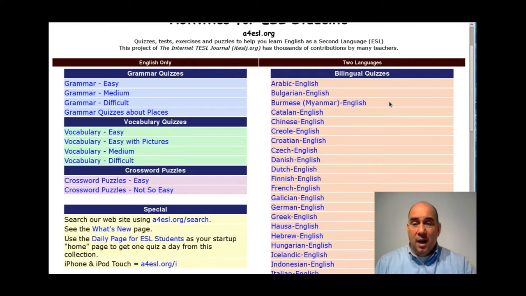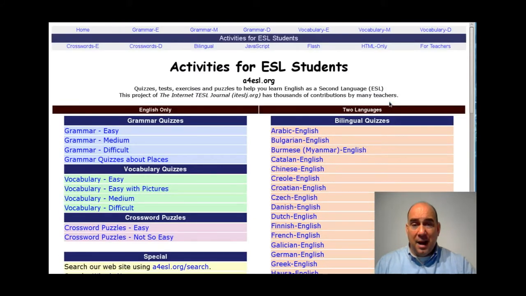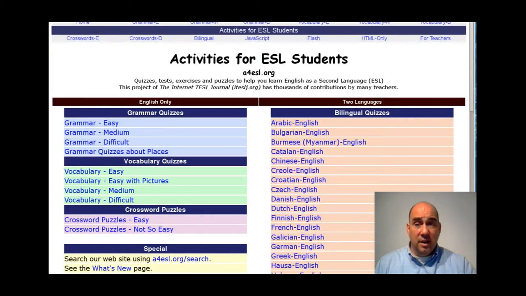Okay, here are a bunch of their quizzes. I'm just looking at the quizzes page, right? But I can do a search for so many different things. Grammar from A to Z. Whole bunch of activities that's just sitting here for students to use. So this is a great site.